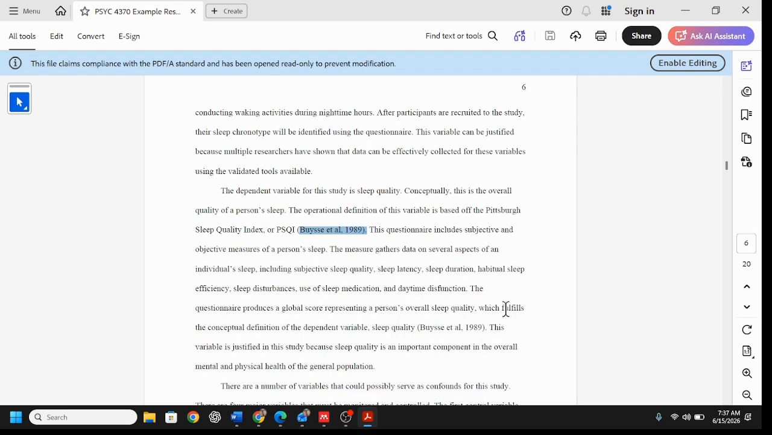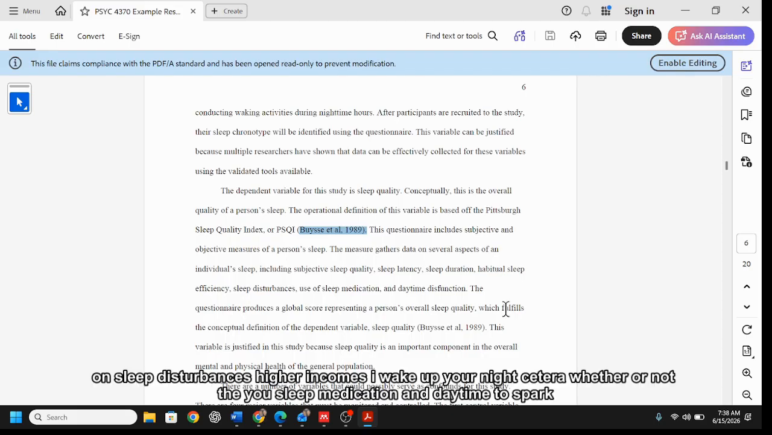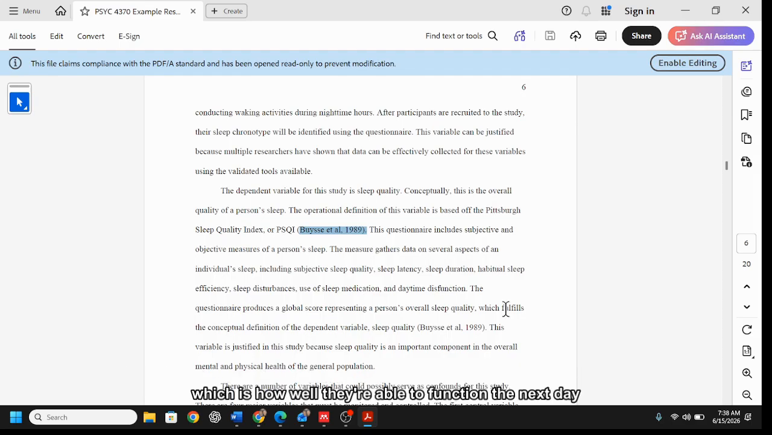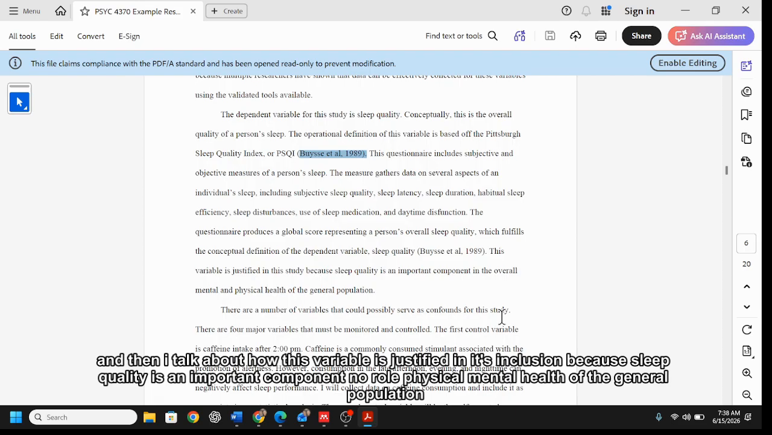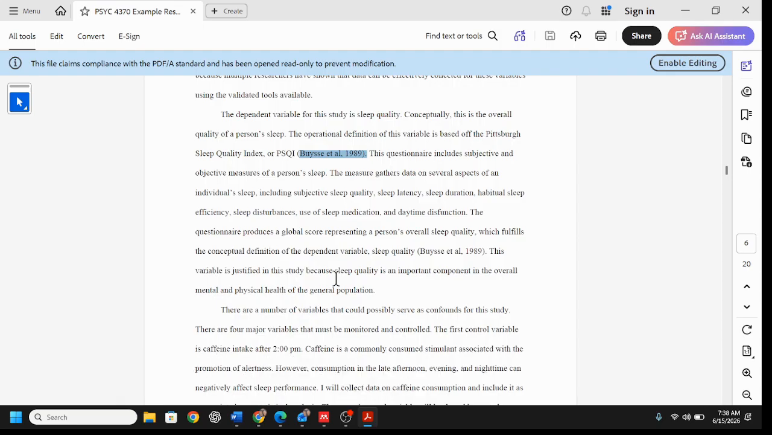So a person with efficient sleep would report feeling well rested. Sleep disturbances, how many times they wake up during the night, etc., whether or not they use sleep medication, and daytime dysfunction, which is how well they're able to function the next day after they sleep. And then I talk about how this variable is justified in its inclusion because sleep quality is an important component in overall physical and mental health of the general population, and it's also been well studied. I didn't include that little tidbit, but I should have.